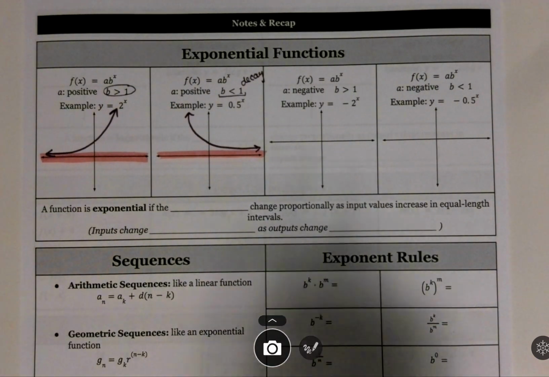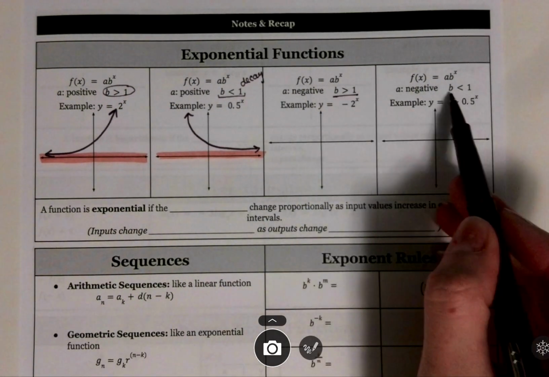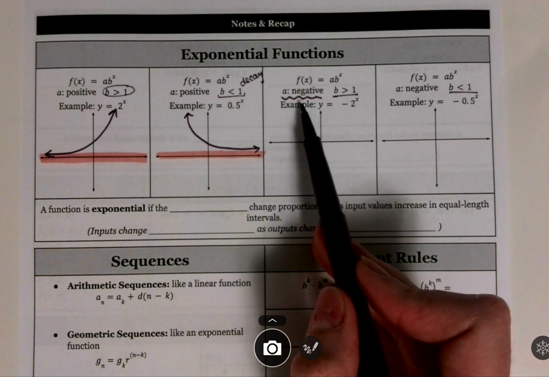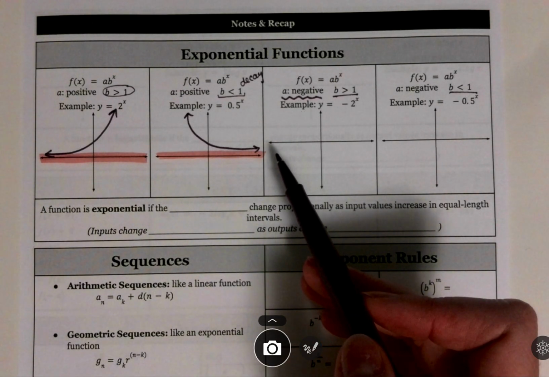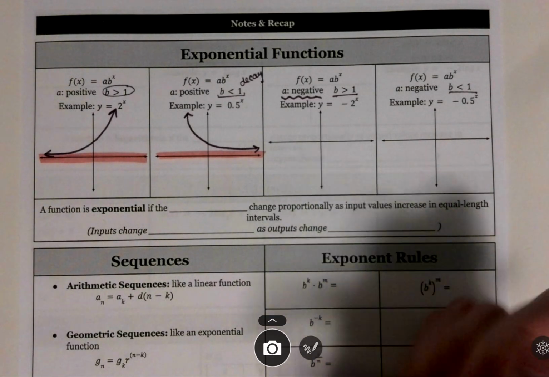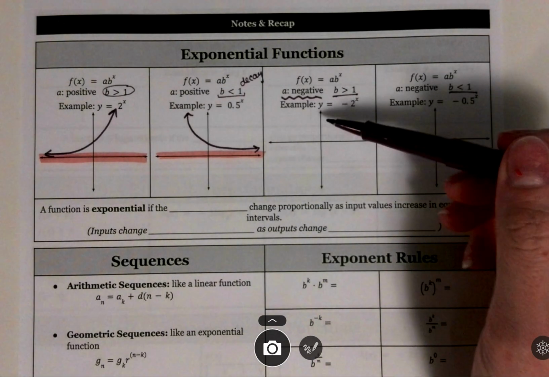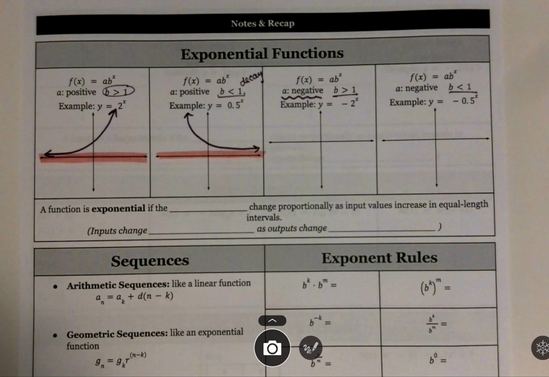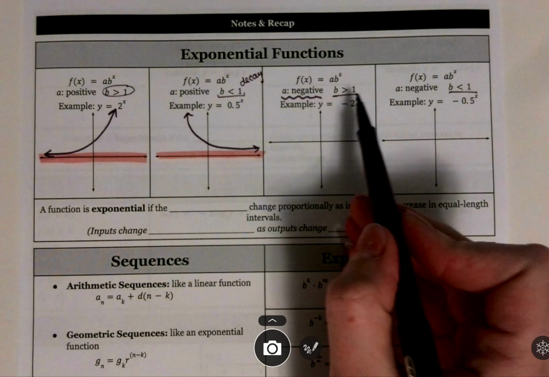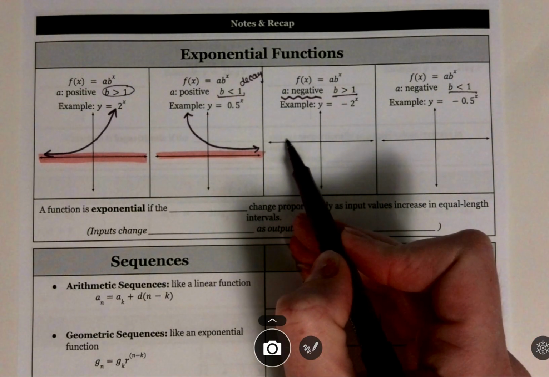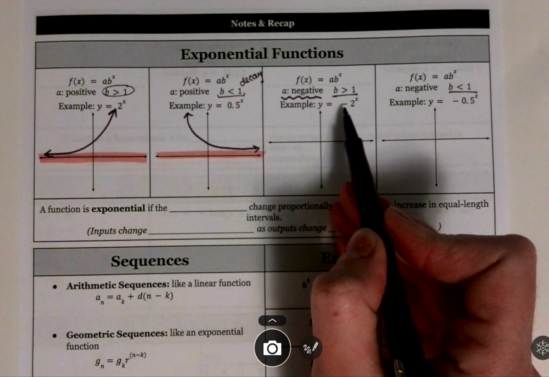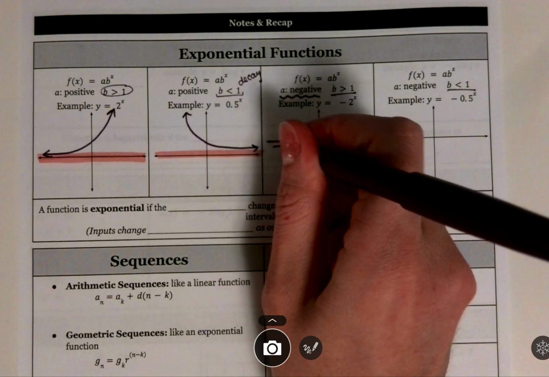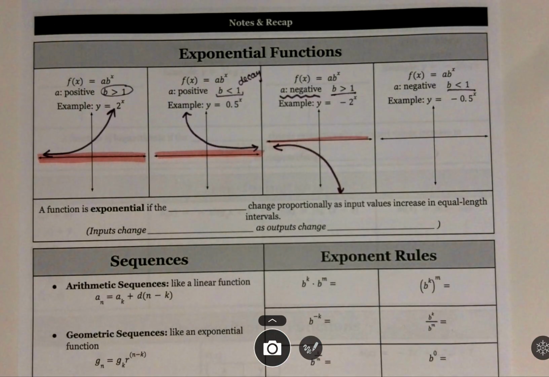For the next two, b is greater than 1 and b is less than 1, but the difference is now our a value is negative. When I have a negative a value, that's the number out in front, I can think back to transformations. This negative is causing a reflection over my x-axis. So instead of my graph being up here, it's going to be in my bottom 2 quadrants. b is still greater than 1, so I would start it as exponential growth, but that doesn't take into account the negative. With the negative, I'm reflecting it over the x-axis.